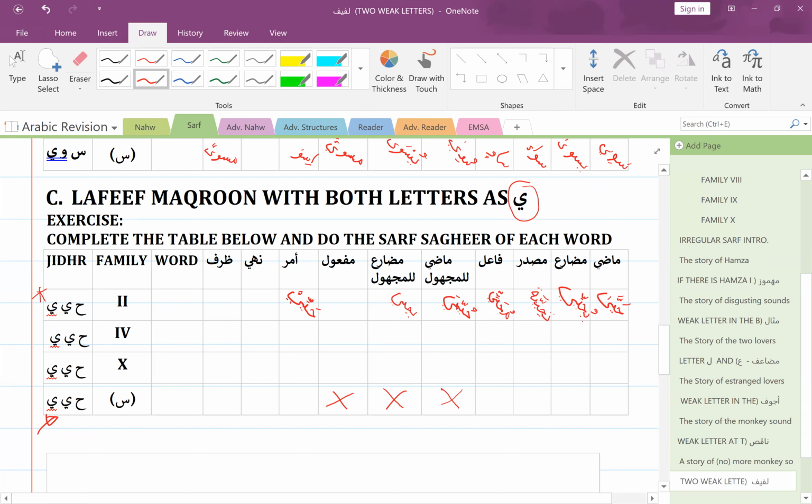So it would be the same then. Hayyi. Yes, it would be the same. حيي. And then Nahi would be also the same, la tuhayyi. And the zarf minhu would be Muhayyan. Yes, pretty much. So that's basically that.